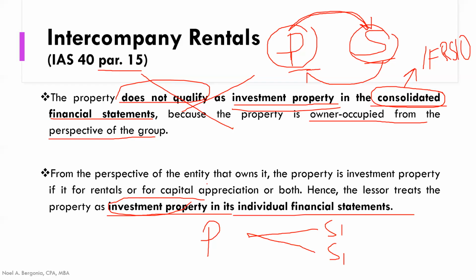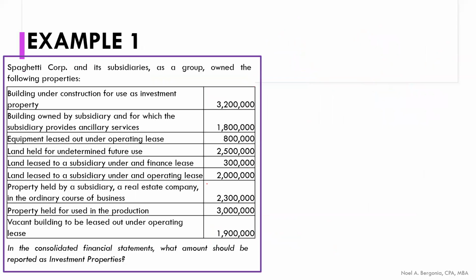So to give you a preview of intercompany rentals, let me give you example number 1. The question states: in the consolidated financial statements, what amount should be reported as investment property? Please take note, class, consolidated financial statement. Spaghetti Corporation and its subsidiaries, as a group, so we have a parent and subsidiary relationship, owned the following property. Let's read and classify it immediately whether investment property or not.